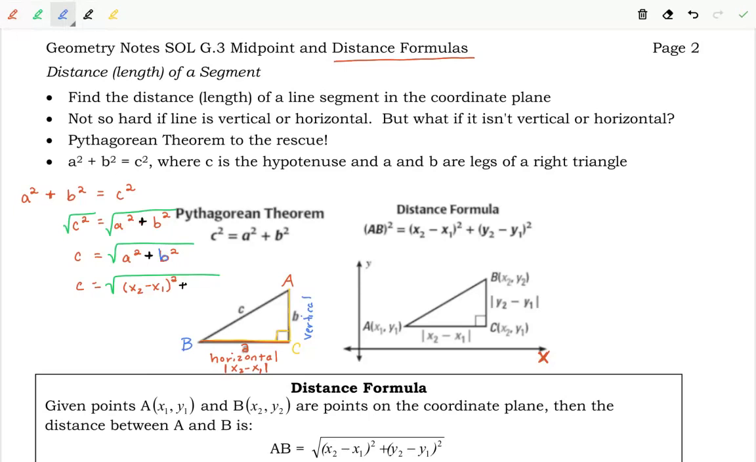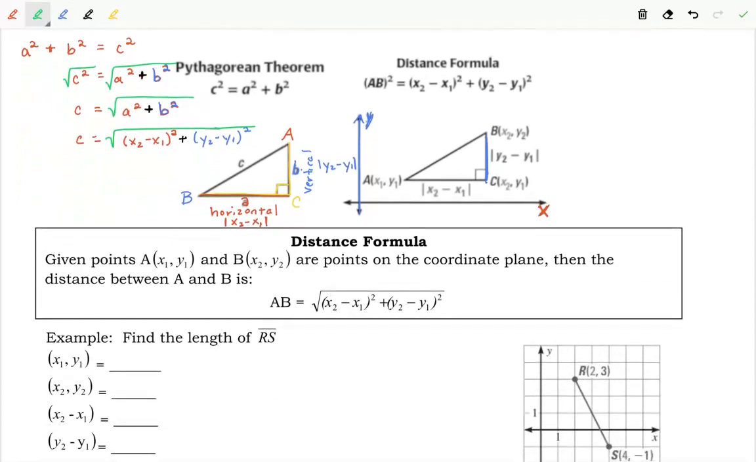And I'll even go ahead and color code just a little bit more. So our B's are vertical. The B side, that's our vertical side. So we know that that's actually the absolute value of the difference in our Y's, because we know that that side, you can see over here in this diagram, is parallel to our y-axis. And so that's how we get the distance formula.